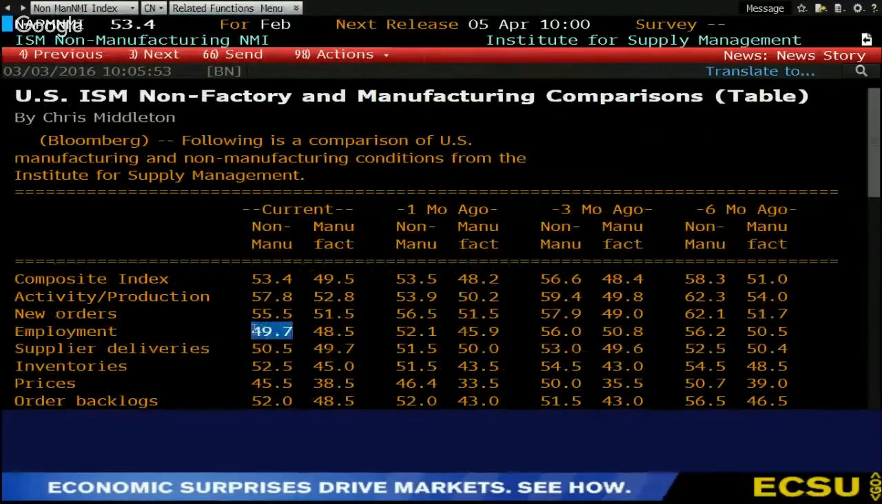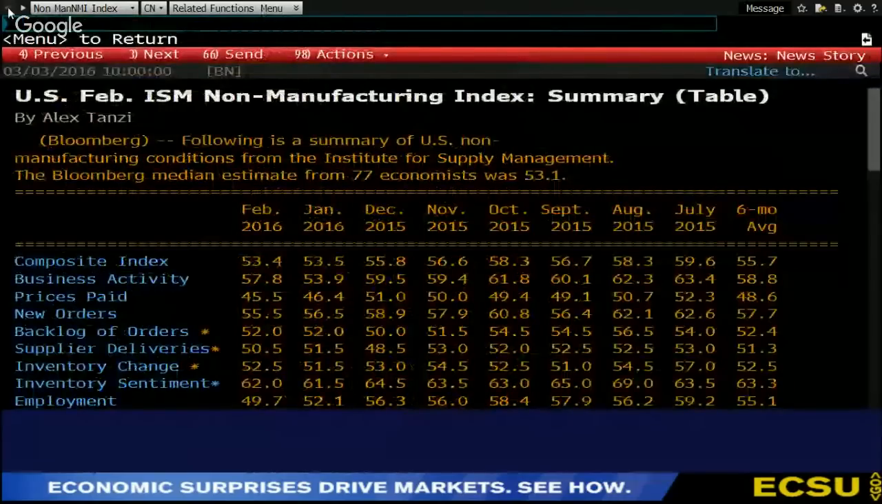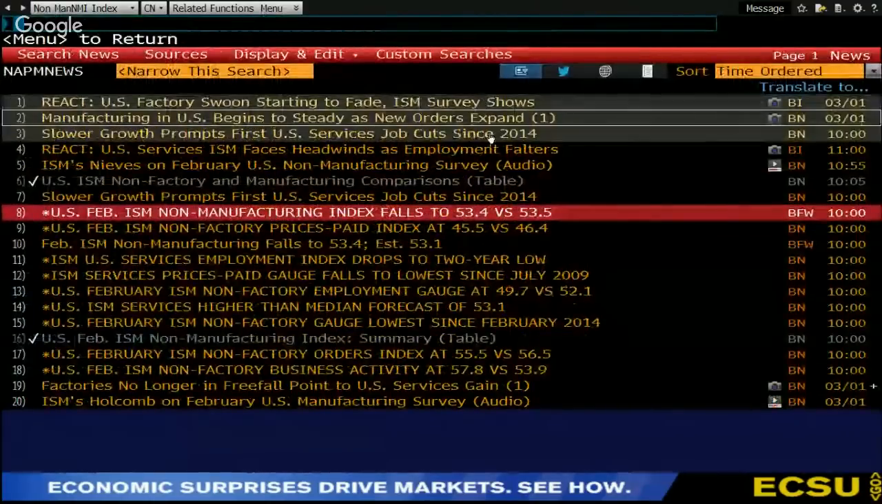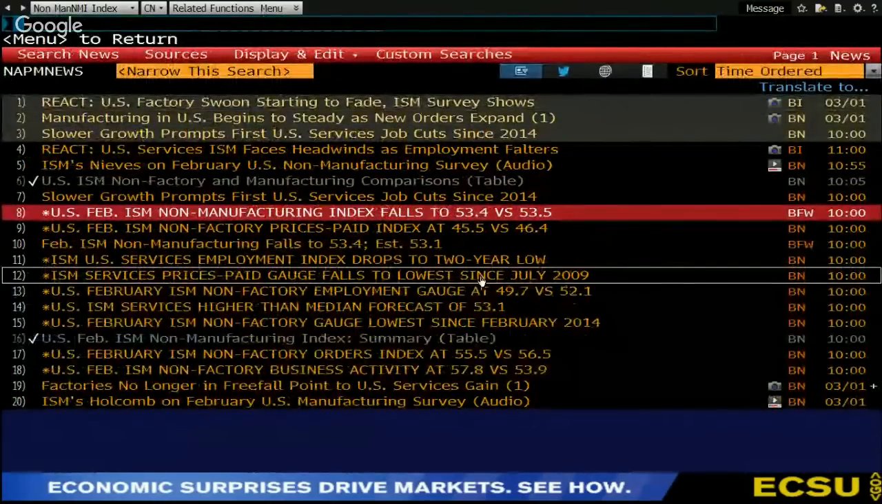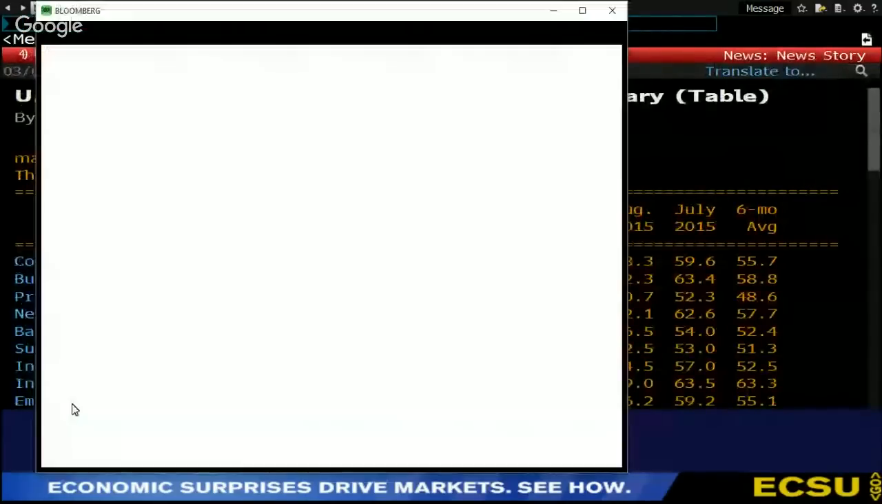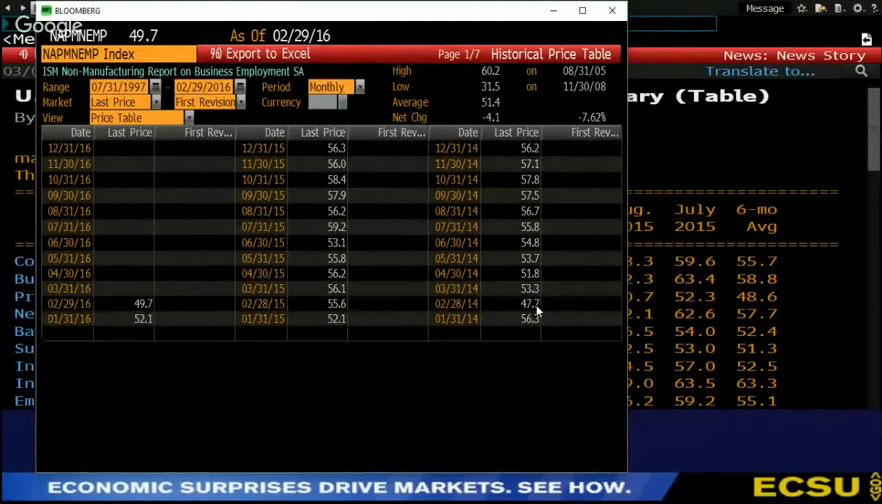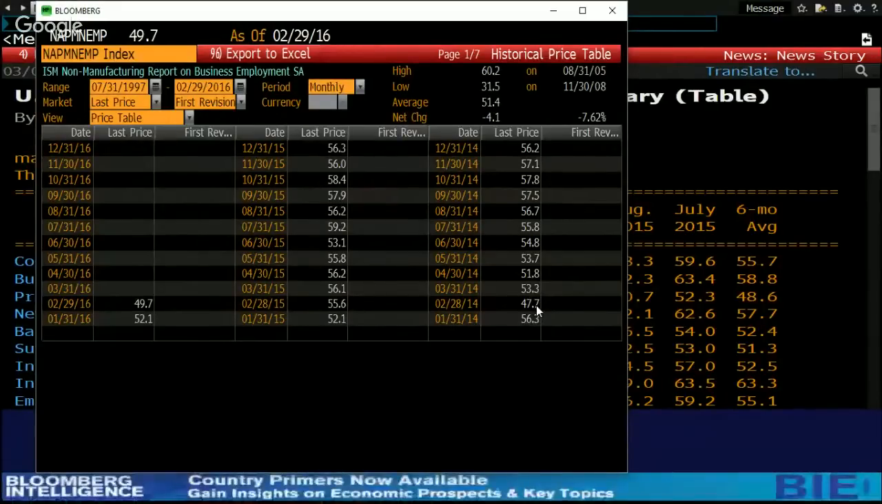The index was 49.7 versus 52.1. And I actually want to go back and see when was the last time we had this. There may be a little headline here. It falls to the lowest level since July 2009. And let's see if we can get a little graphic here. So this is actually the first contraction. I mean, that can't be accurate because February 28th, 2014, we have 47.7. But either way, this is the first contraction that we've gotten in 2 years.